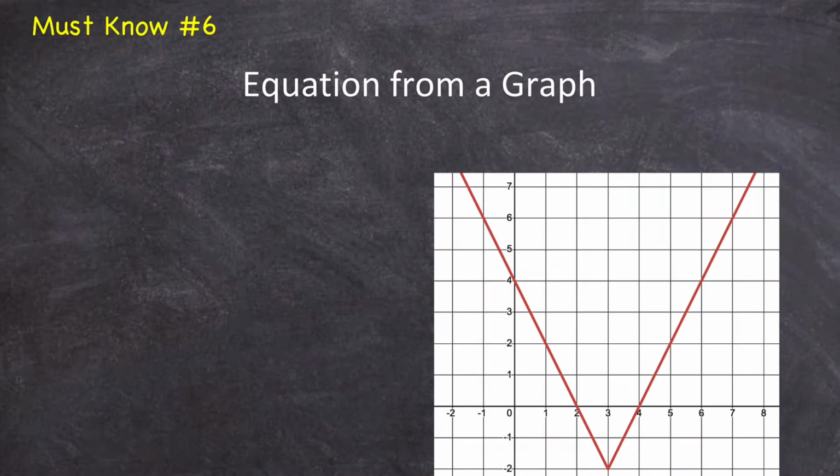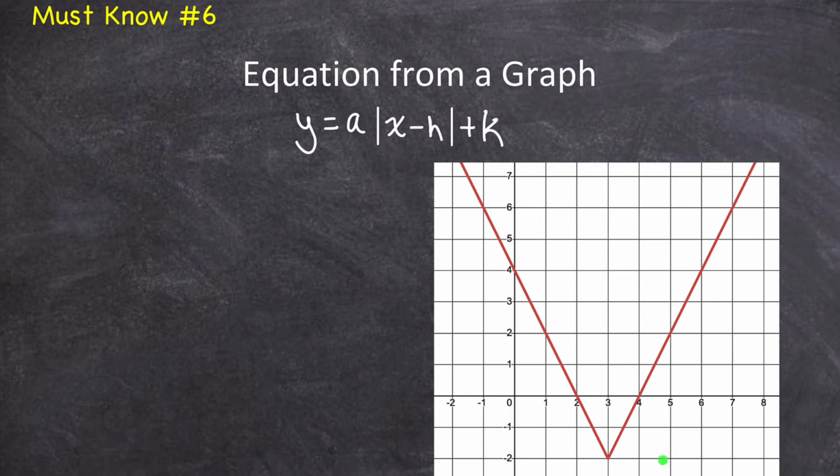Must know number 6, finding the equation from a graph. So now that you know what the equation of a transformed absolute value function looks like, we can write an equation that defines this transformed absolute value function by finding the values of a, h, and k that transform the absolute value of x to look like this function.